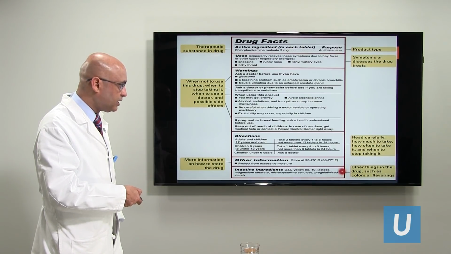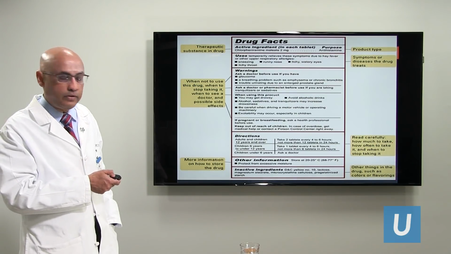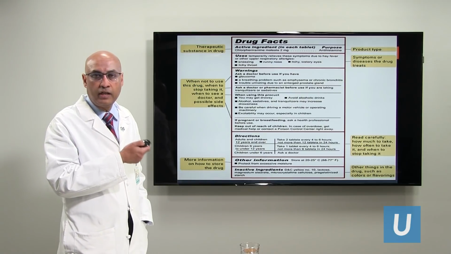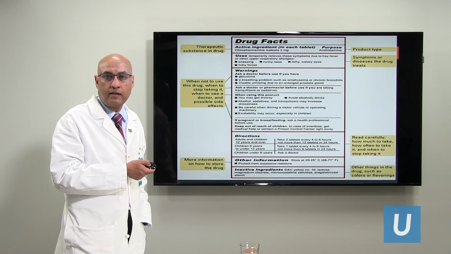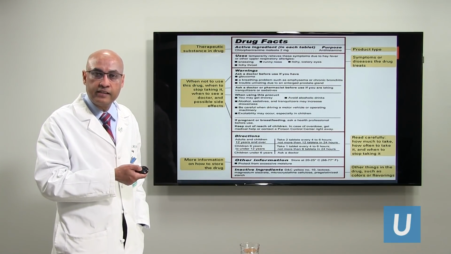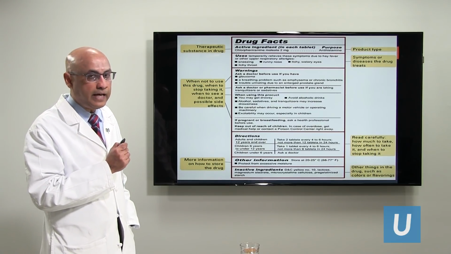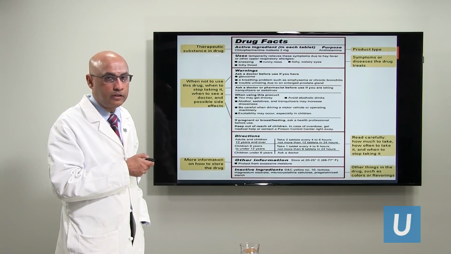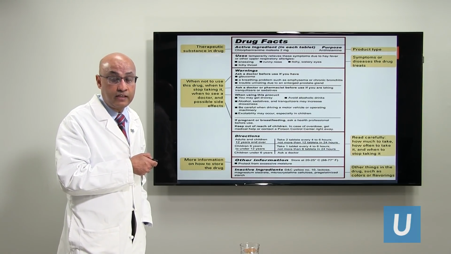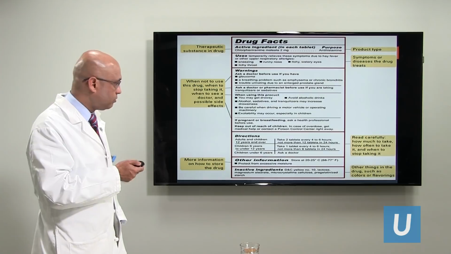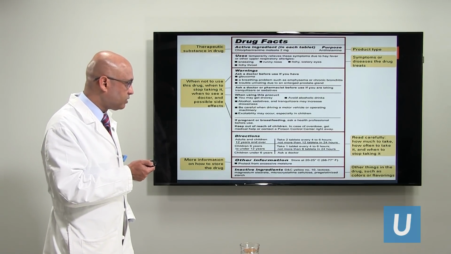And then last but not the least is what we call the inactive ingredients. These include the fillers, these include substances that are used as preservatives, coloring agents. All these things are quote-unquote inactive ingredients, but sometimes they actually are not inactive because they can cause side effects or adverse effects, including allergic reactions. So those are important things to keep in mind.